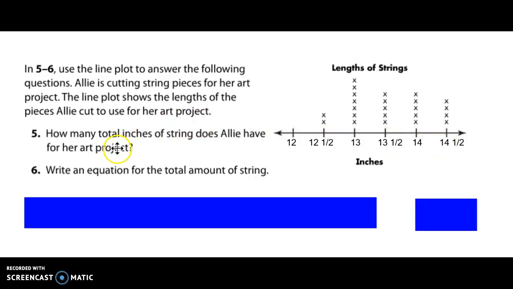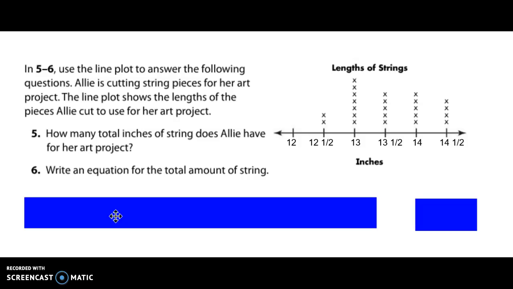Okay, so my first question is, how many total inches of string does Allie have for her art project? Well, since we're asking for the total inches, I'm going to have to add up all these x's. That's a lot of x's, guys. Okay, so first of all, we're going to want to write out an equation for that. So I already have that underneath the box, but I want you to sit here and think, what would my equation look like? I hope that you're sitting there thinking, oh, it would start with 12.5 times 2.